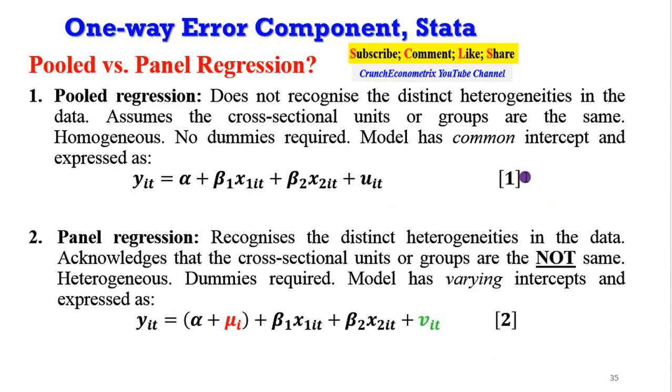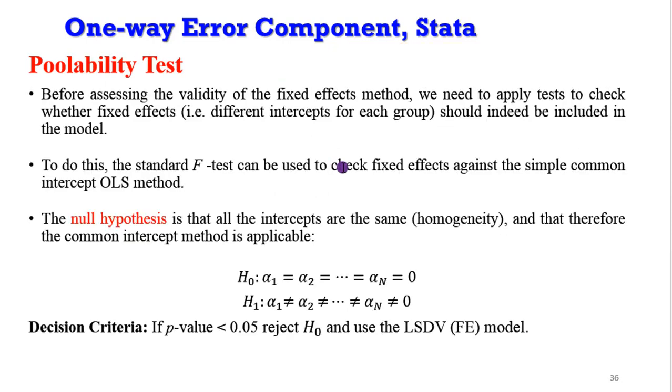Equation 1 is an example of a pooled equation, and equation 2 is an example of a one-way error component equation. If you still don't understand what a one-way error components model is, I will refer you to the video titled Understanding Error Component Models. Again, in this video, we are going to perform the poolability test, whereby we want to know whether the pooled OLS model is applicable or the fixed effects model is applicable.